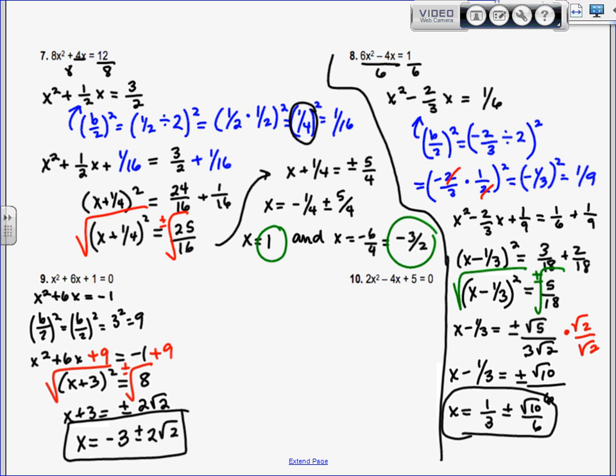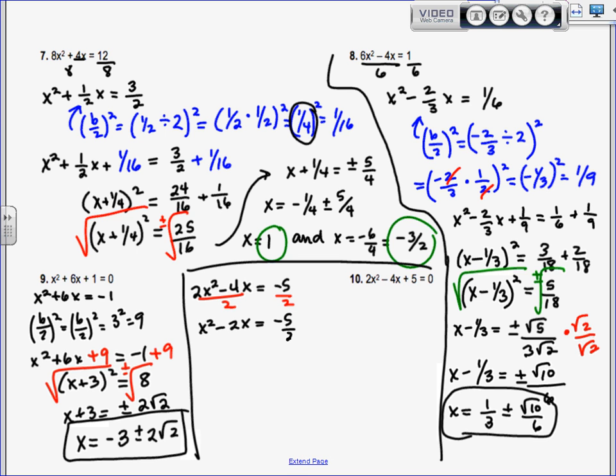So you're going to have the 2, I kind of write it over here. So you're going to have your 2x squared minus 4x, and then you subtract the 5 over. So you divide by 2 on both sides. So you get x squared minus 2x equals -5 over 2. All right, you're going to do your b over 2 squared. So you take that number, you take -2 divided by 2, and you square it. So -1 squared, so you get 1. And you add it into both sides. So you're going to have x squared minus 2x plus 1 equals -5 over 2 plus 1.